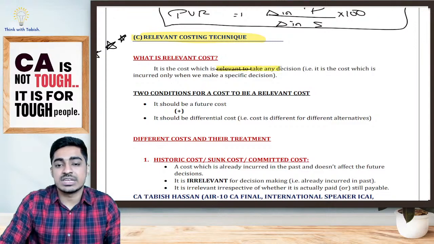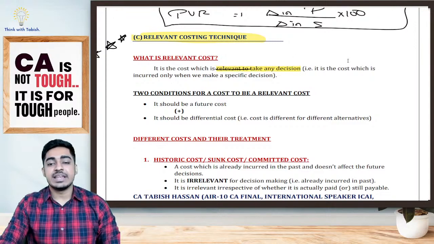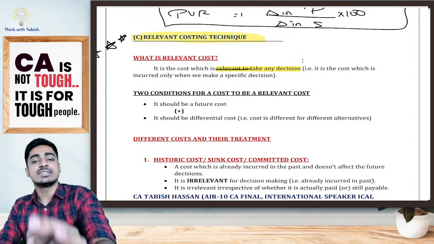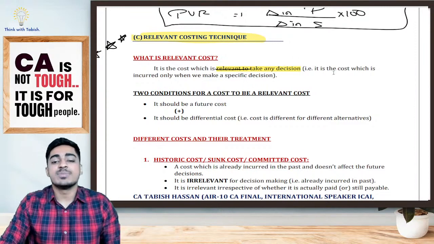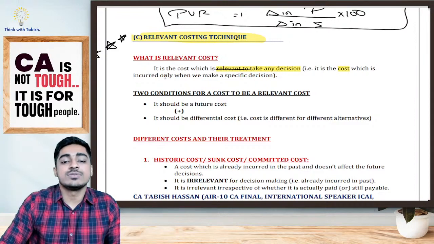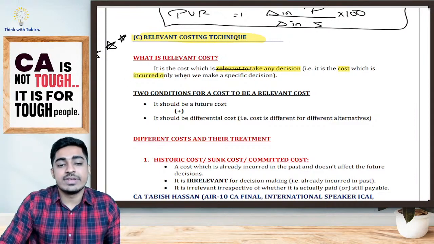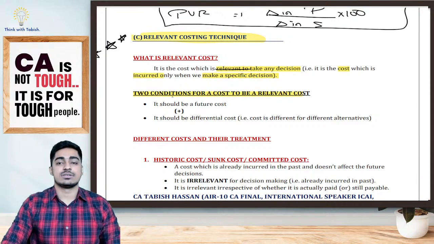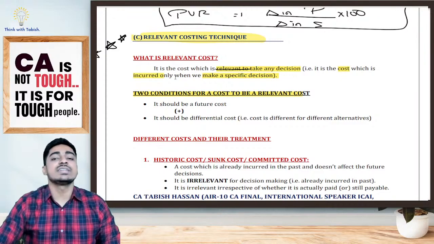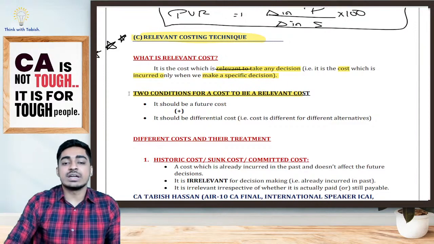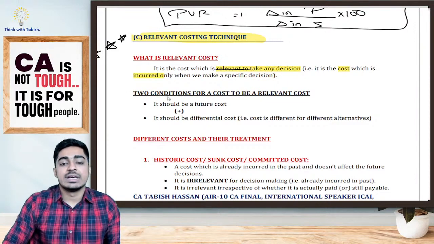What is the cost which is relevant to take any decision? If I take the decision, I will incur it. If I don't take the decision, I won't incur it. That is my relevant cost. So it is a cost which is incurred only when we take a specific decision.